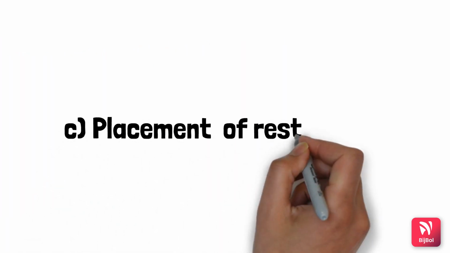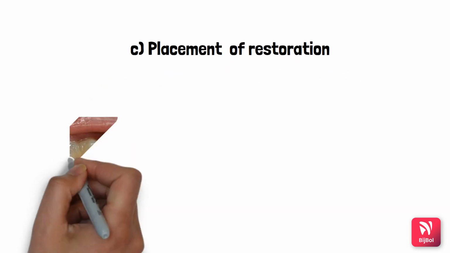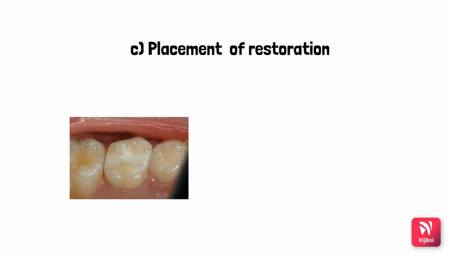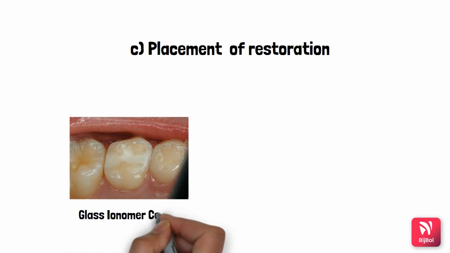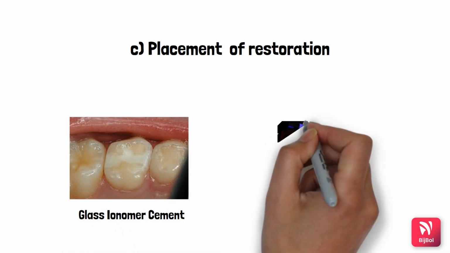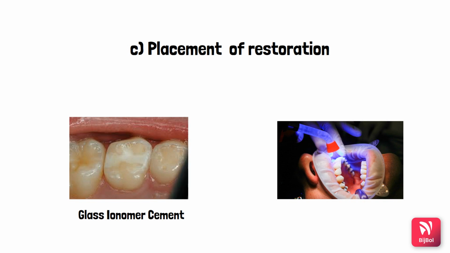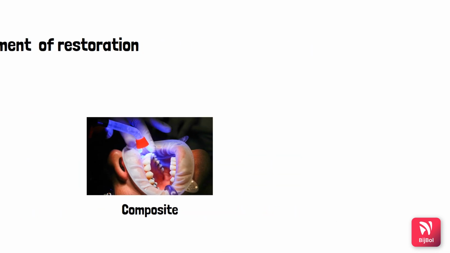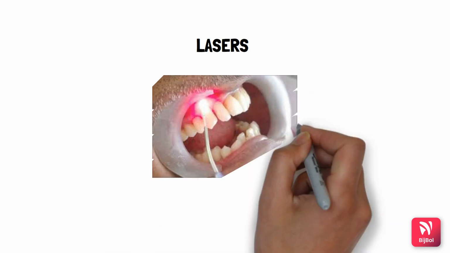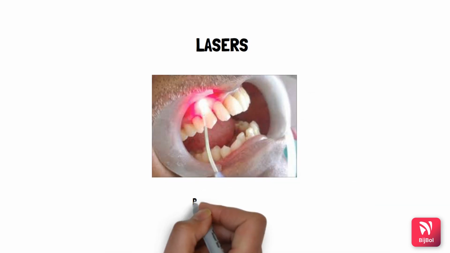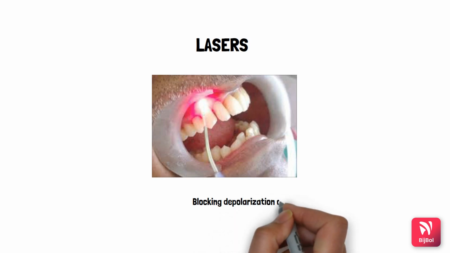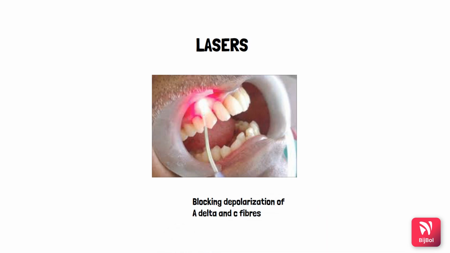Next is the placement of restoration. Whenever a considerable amount of dentin is lost, it becomes necessary to replace the missing tooth structure. So, in such situations, GIC or composite resin may be placed over the lost tooth structure to seal the exposed dentin, which provides long-lasting relief to dentinal hypersensitivity. Next, we can use lasers. The hard tissue lasers such as carbon dioxide, Nd:YAG or erbium YAG laser help to treat dentinal hypersensitivity by blocking the depolarization of the A delta and the C fibers.